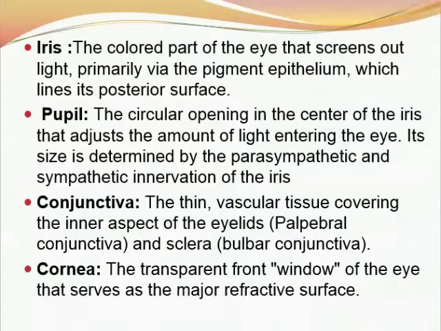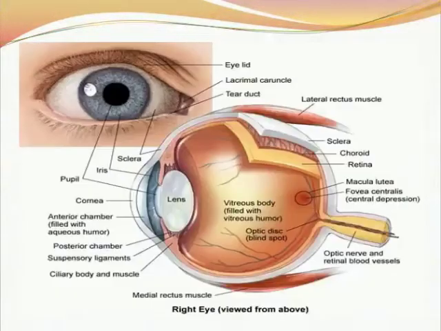Conjunctiva is a thin vascular structure covering the inner aspect of the eyelids. This conjunctiva is known as palpebral conjunctiva, and the part which is covering the sclera is known as bulbar conjunctiva. Cornea is the transparent front window of the eye that serves as the major refractive surface.